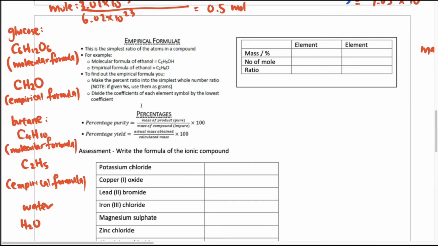Okay, now here, divide the coefficient of each element symbol by the lowest coefficient. So you want to put them in ratio, right? So you have to look at the number of mole of these two. Whoever's smaller, you divide by that number, and then you get the ratio. Okay, so we will practice this later on this part. Let's move on first.